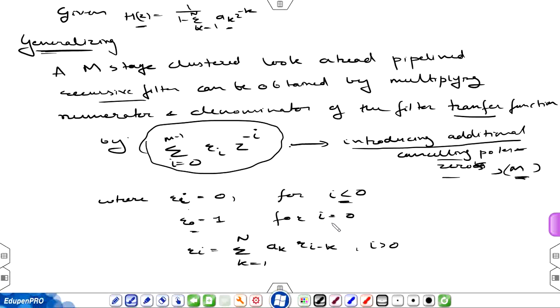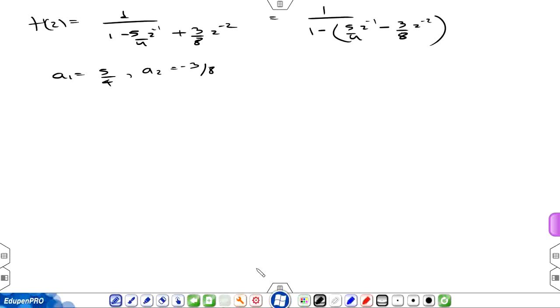where r_i is equal to 0 for negative values of i, r_0, that is for i equal to 0, is 1, and for i greater than 0 it is given by summation k equal to 1 to n a_k r_(i-k). Okay, so using this formula I will calculate the terms to eliminate z^-1 and z^-2.